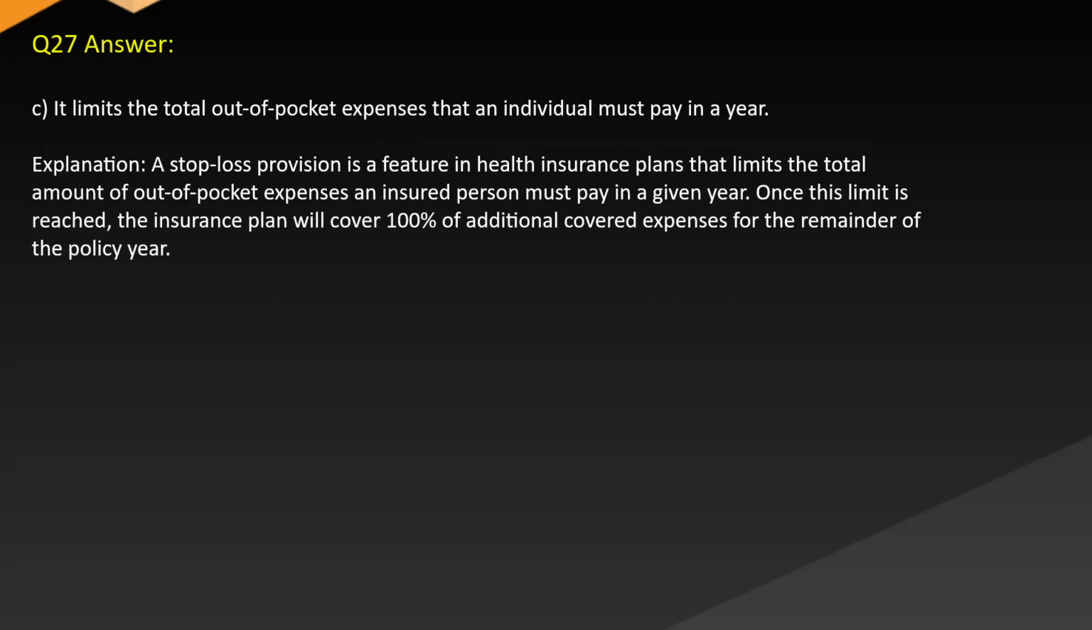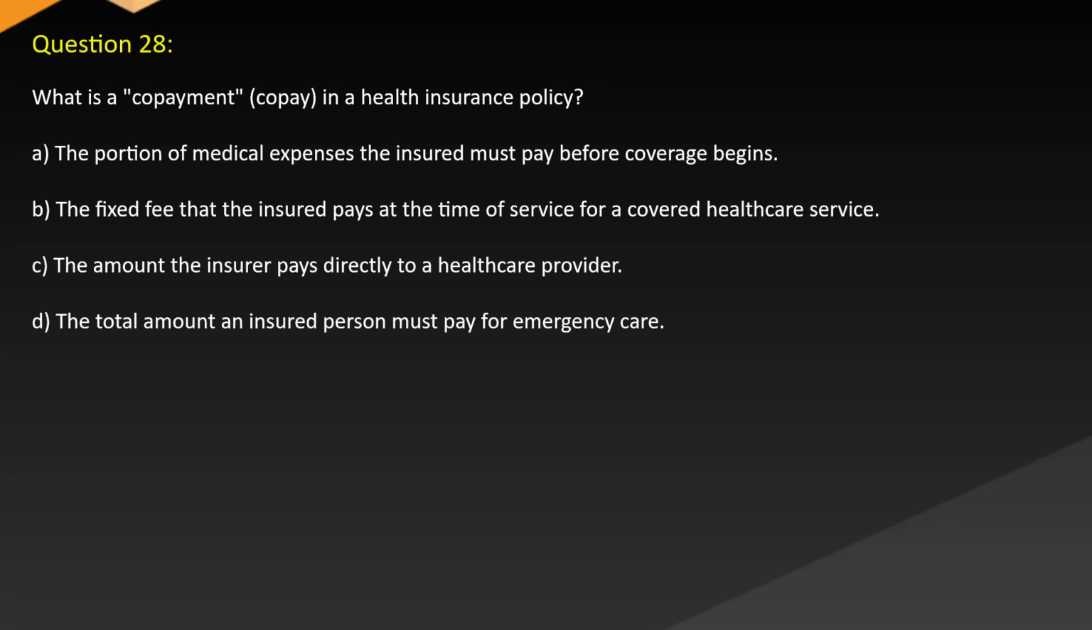Answer: C. It limits the total out-of-pocket expenses that an individual must pay in a year. Explanation: A stop-loss provision is a feature in health insurance plans that limits the total amount of out-of-pocket expenses an insured person must pay in a given year. Once this limit is reached, the insurance plan will cover 100% of additional covered expenses for the remainder of the policy year.